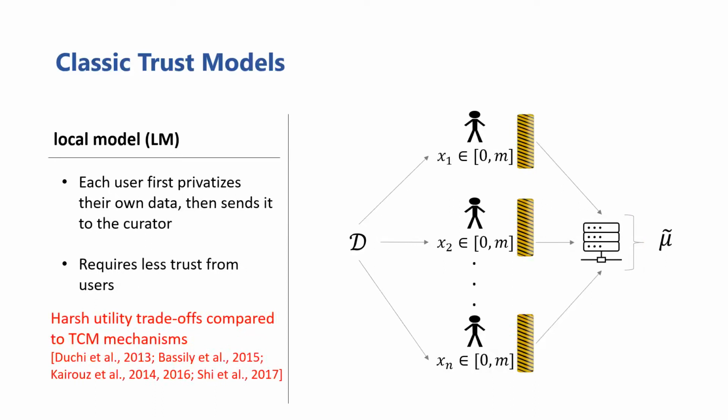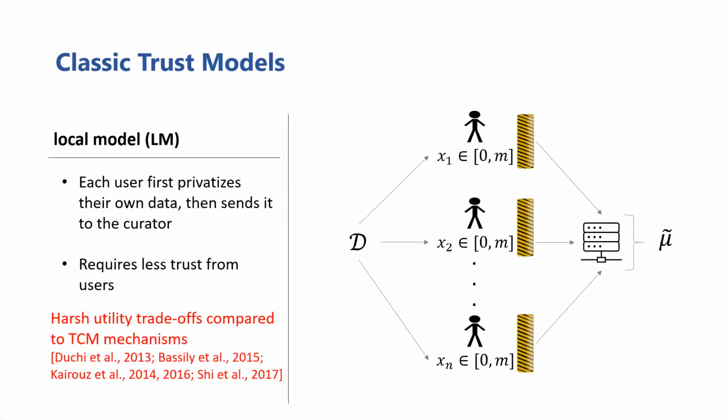This one is on the opposite end of the trust spectrum. Here, each user first privatizes their own data, denoted by the privacy barrier now directly on each user. Then they send off this privatized data to the curator. At this point, the curator can perform any computations at once on the data, since the differential privacy has already been ensured. This is great because it requires essentially no trust from the users.